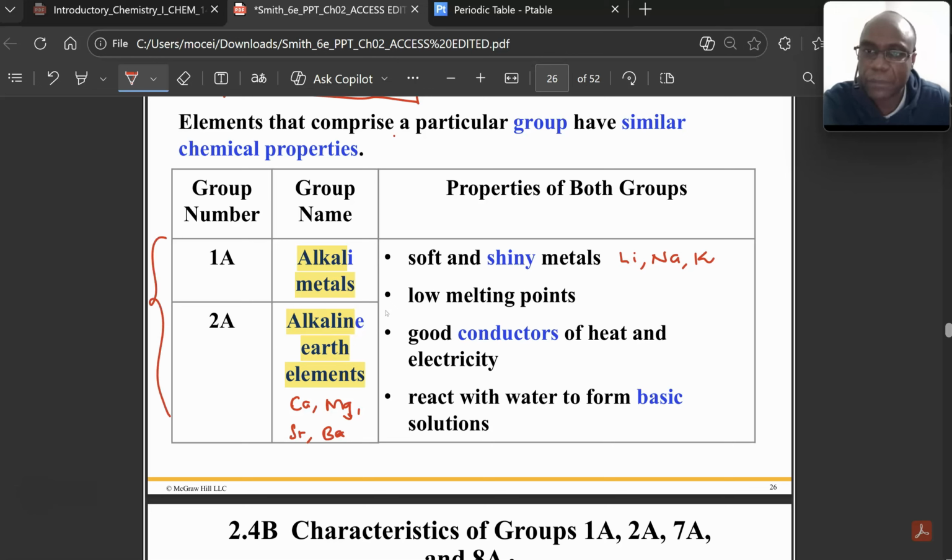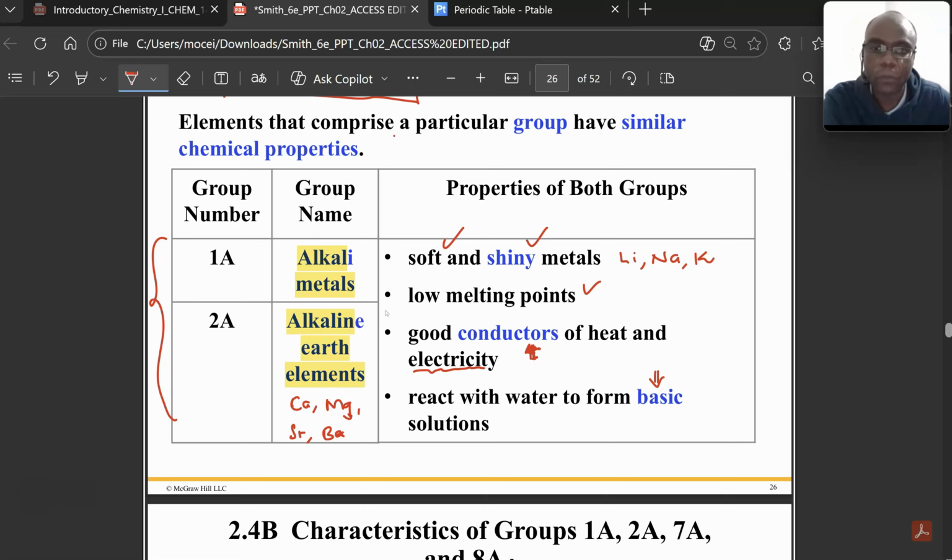The common characteristics of group 1A and 2A main group elements are that they are soft, shiny, have low melting points, and are very good conductors of heat and electric current, electricity. They react with water to form basic solutions, and actually group 1A elements react violently with water, creating fires.